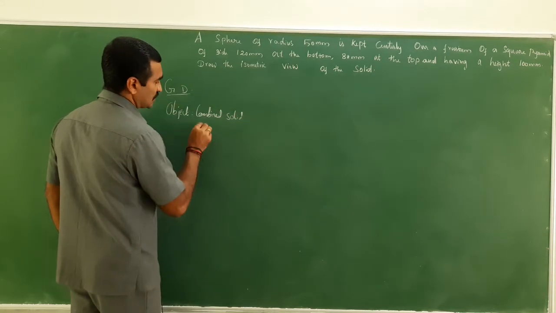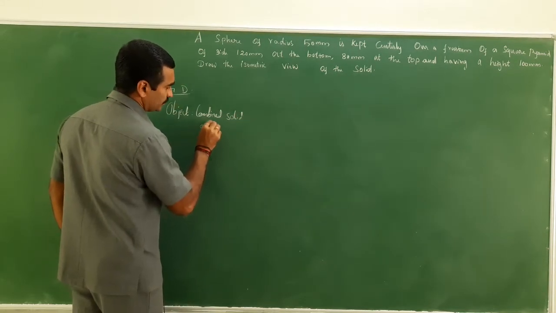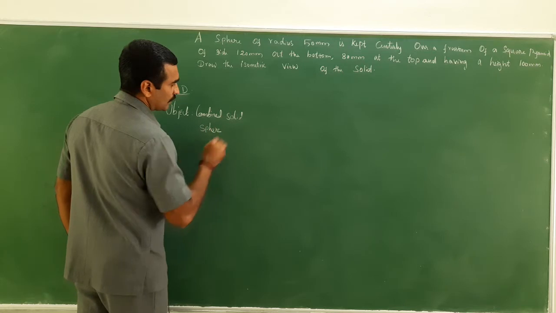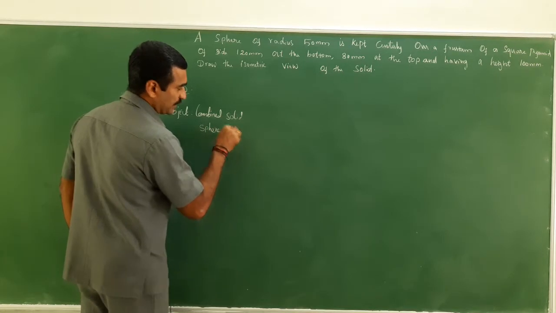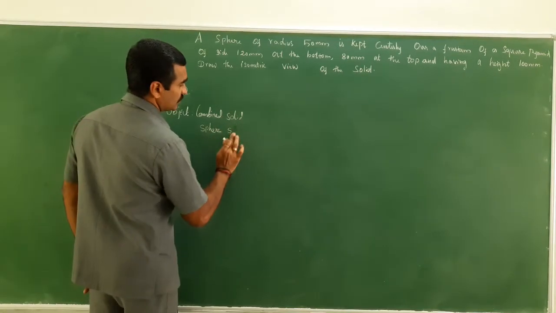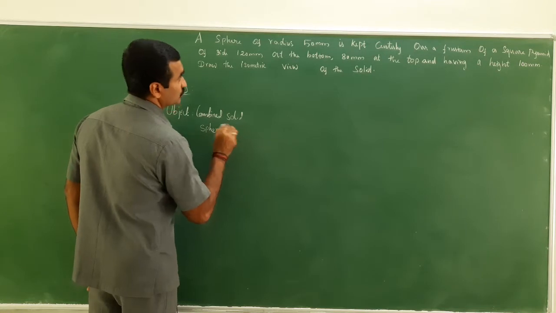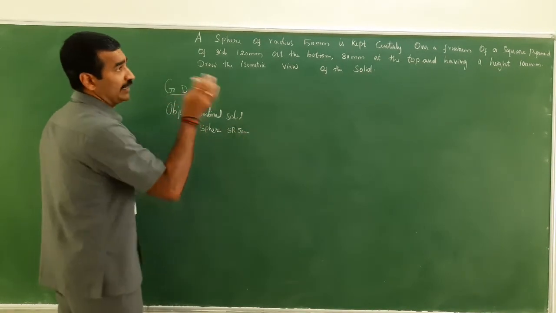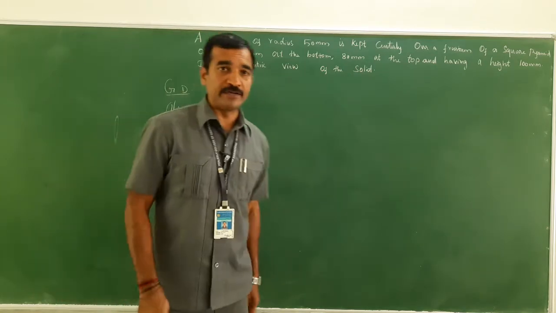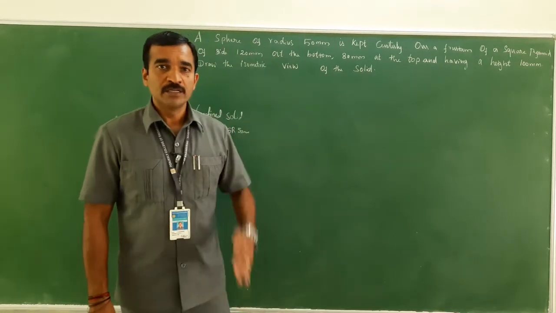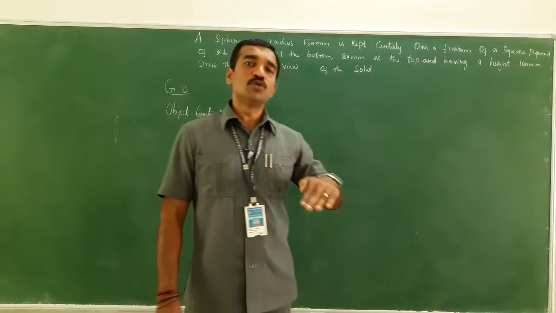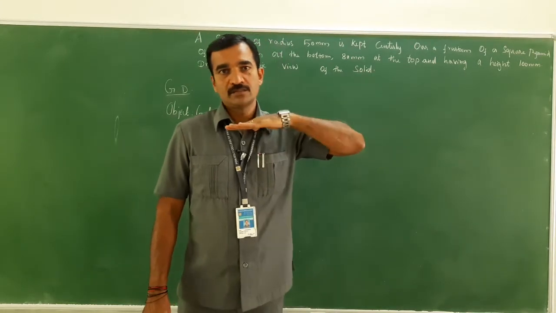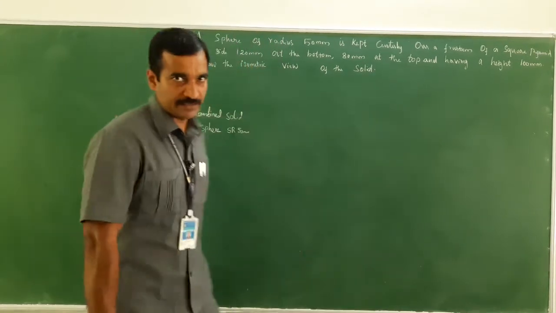So, a combined solid of a sphere, radius, that is sphere radius. So, this is sphere radius, isn't it? So, sphere radius 50 mm and a frustum of a square pyramid. Frustum means what? A cutting plane which is used parallel to its base. It's a horizontal cut, isn't it?